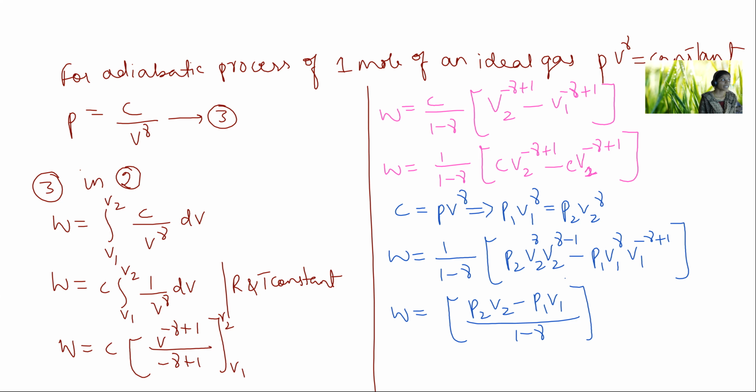So let us consider this as equation 1. Equation 3 is substituted in equation 2. Our work done is equal to C divided by V raised to gamma into dV, integrated from V1 to V2, where V1 is the initial volume and V2 the final volume. C is another constant, so we remove it outside, and the remaining is 1 divided by V raised to gamma into dV. R and T are constants.